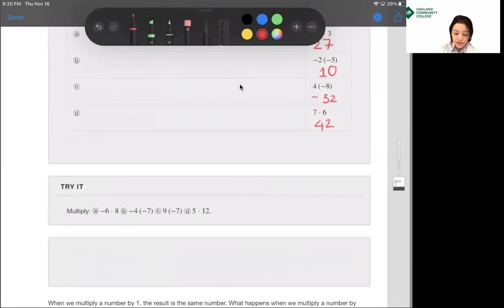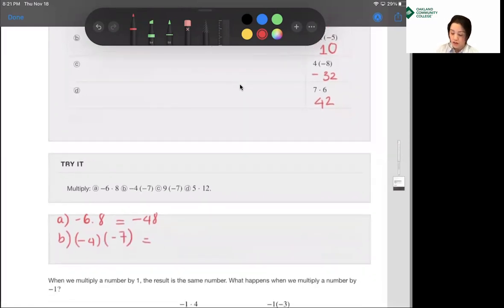All right, let me write down here. Problem A, negative 6 times positive 8. The two numbers have different signs, so the product is going to be negative. So 6 times 8 is 48, so that'll be negative 48. B, I have negative 4 times negative 7. The two numbers have the same sign, so the product will be positive 28.